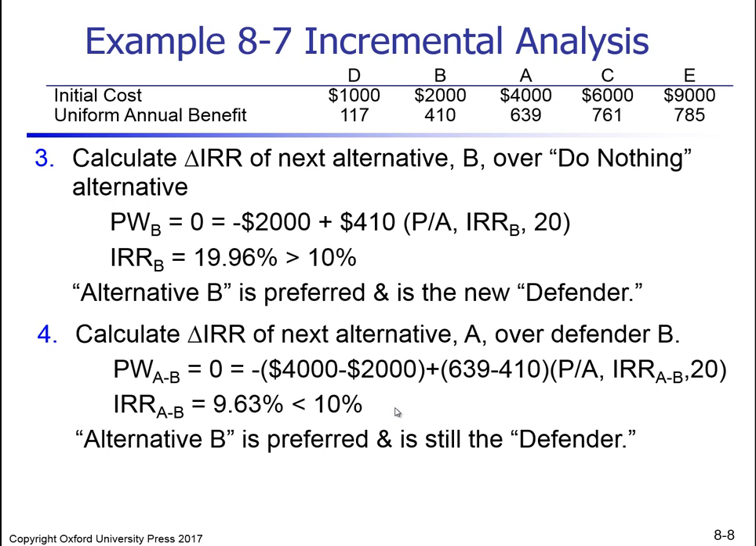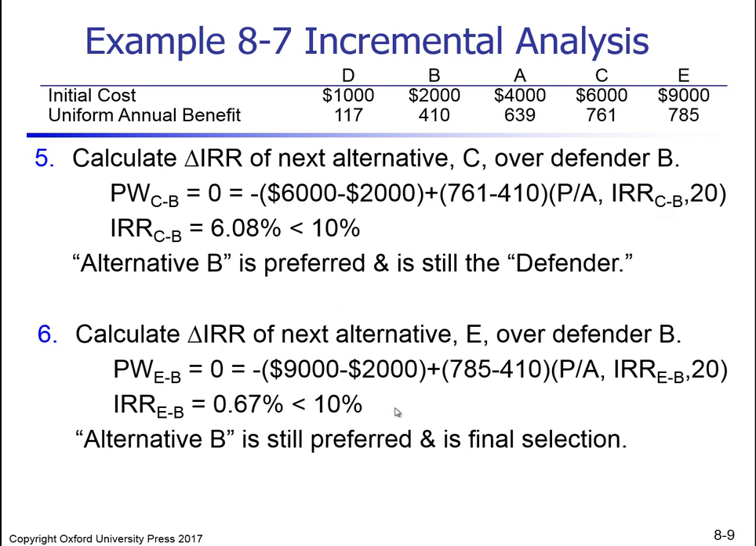So now we're going to compare B to C. And so in step 5, here we're calculating the delta IRR for C relative to B. So again, C costs more than B. We're going to take the more expensive minus the least expensive, so we get 6,000 minus 2,000. Here's the difference in benefit, and we need P given A at IRR. Once we solve this out, we see that IRR comes out to be 6.08%. That is less than 10, so B remains as the defender.